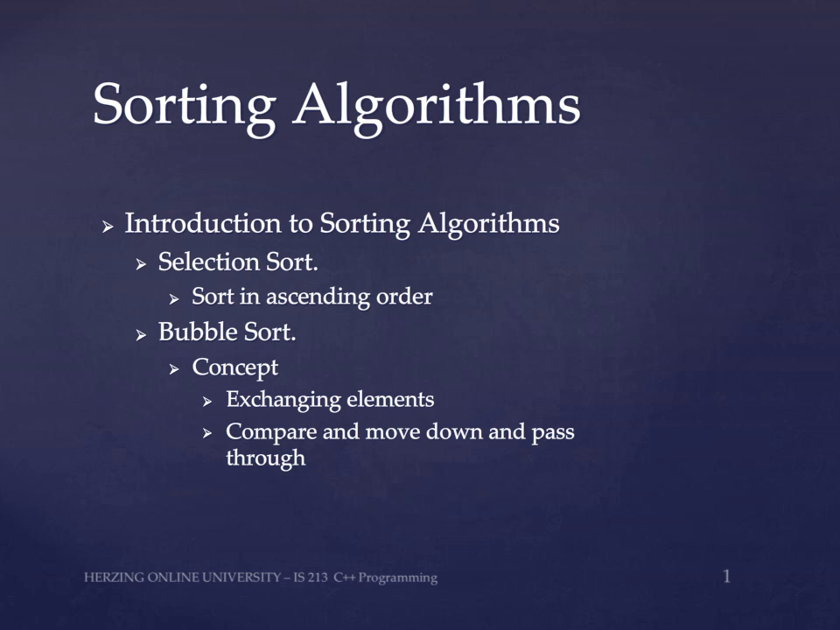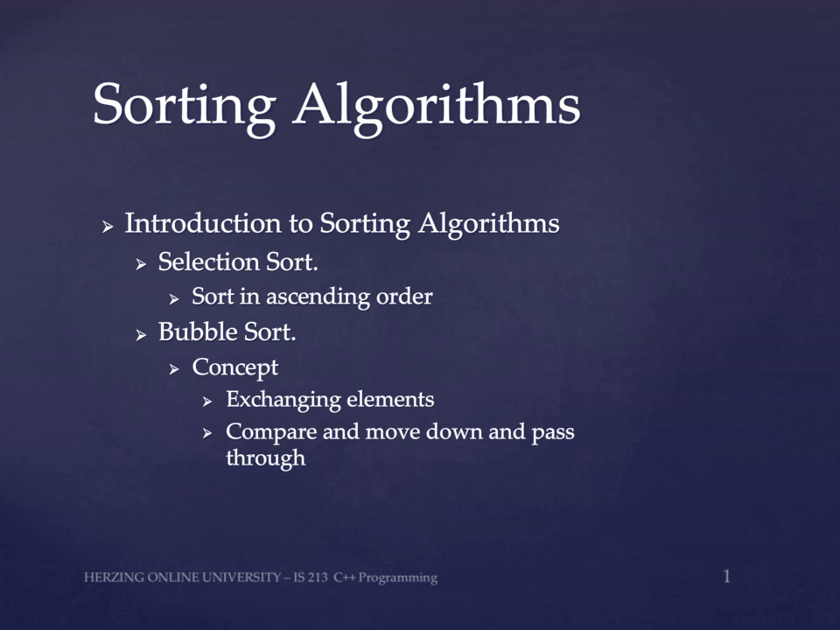This is a very interesting topic about how to use sorting in C++. We're going to talk about two sorts, selection sort and bubble sort. But before we do that, let's define what a sort is. A sort, by definition, is to arrange values into an order. This order can be alphabetical, or if you use numerics, it could be ascending or descending.